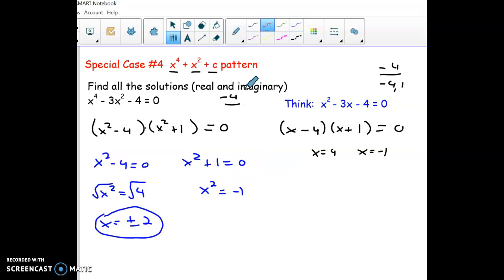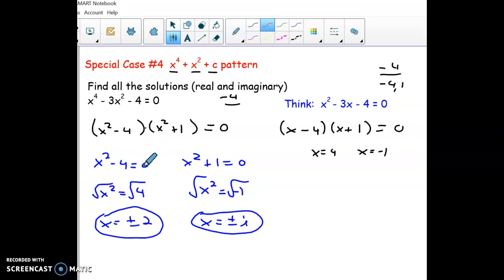Ooh, this is exciting now. Now we do the square root, and because it's a negative number, we're going to get an imaginary answer. Actually, the square root of -1 is i. So our answer here is plus or minus i, so it's two more imaginary answers. In this case, the trick is to watch for an x to the 4th, x squared, and then a constant. That's when you'll know to do this particular pattern.